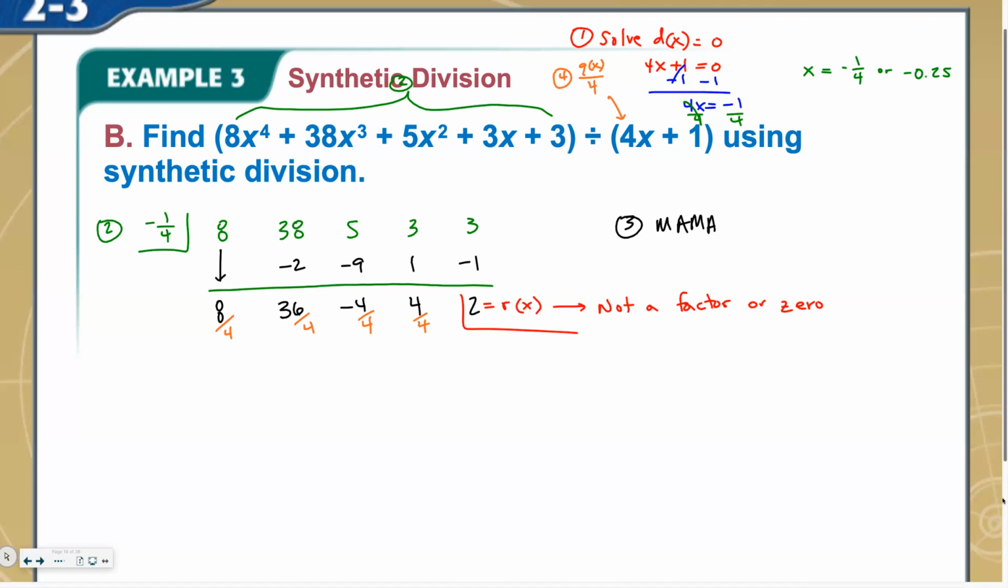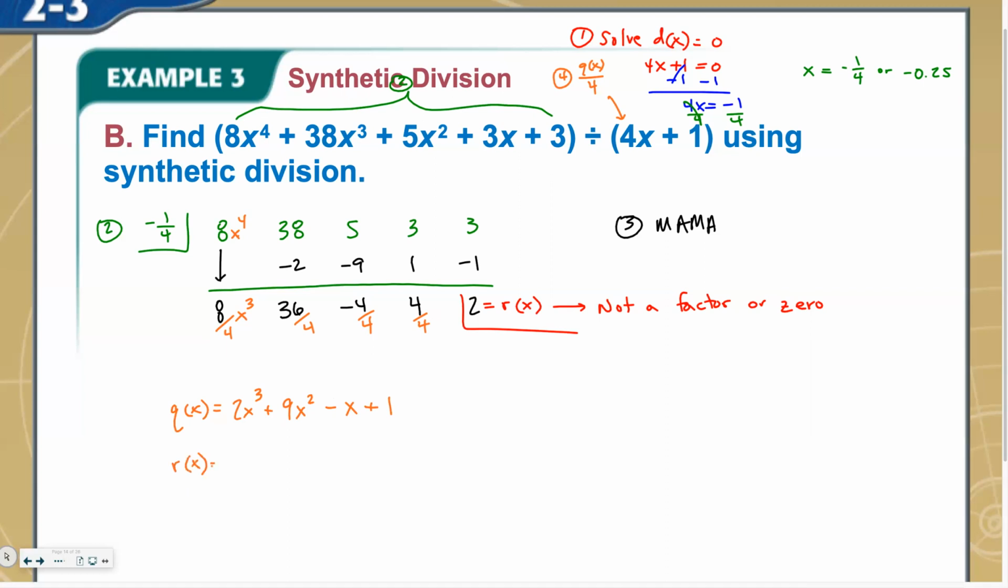And something I forgot to write down here. This was x to the 4th power. So when it drops, it becomes x to the 3rd power. So our quotient is 2x to the 3rd power plus, what's 36 divided by 4? 9. Good. And that'd be 9x squared. -4 divided by 4? -1. I don't need to write the 1 because I can just put -x. And then finally, 4 divided by 4? +1. Okay, and now the remainder is 2.